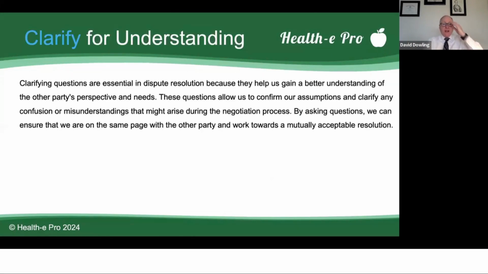Okay, so clarifying questions are essential in dispute resolution because what they try to do is help us to better understand the other person's perspectives and needs. These questions allow us to confirm our assumptions and clarify any confusion or misunderstanding. When somebody's talking to me, right? So I'm sitting there having a conversation with Laura, and Laura says something to me, and I kind of go, whoa, okay. I think Laura just thinks I'm a jerk.